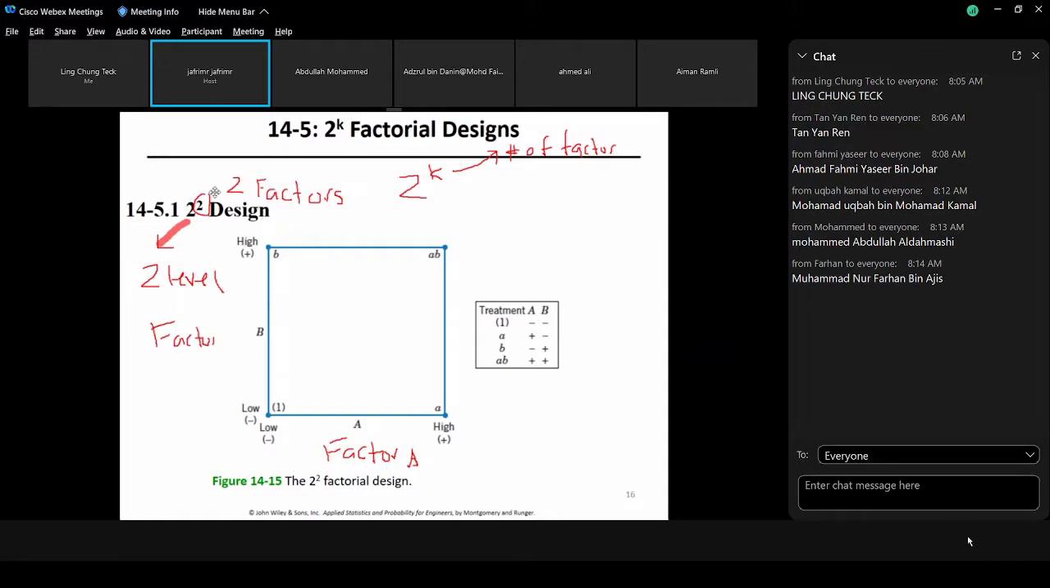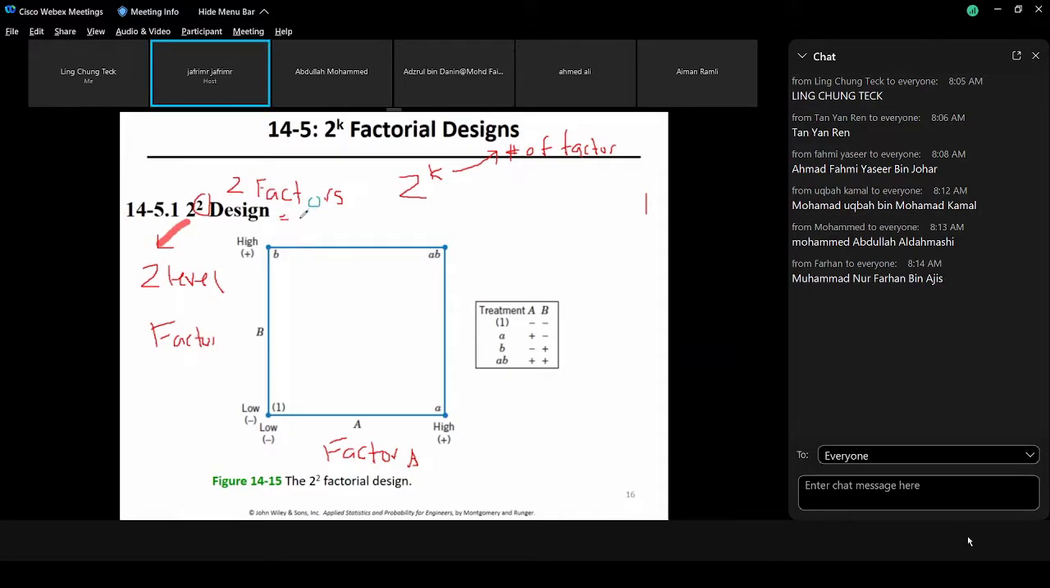If there are 2 factors, A and B, it is a plane. 2 by 2 is a plane. A plane is like a mirror, like this, where only X and Y exist. You can see here, 2 by 2, factor A. 2 by 2 is equal to 4 runs.